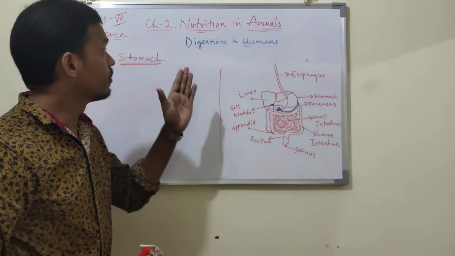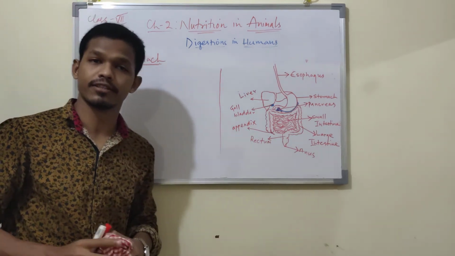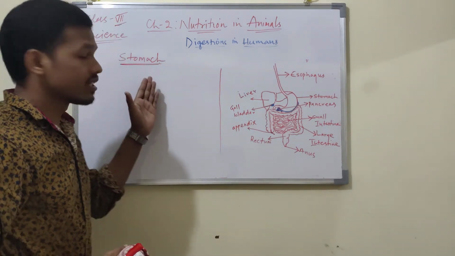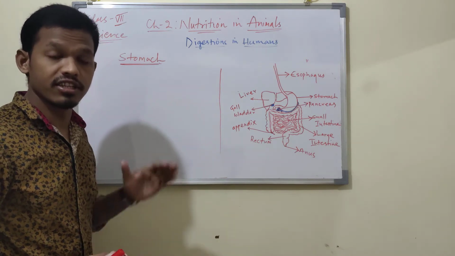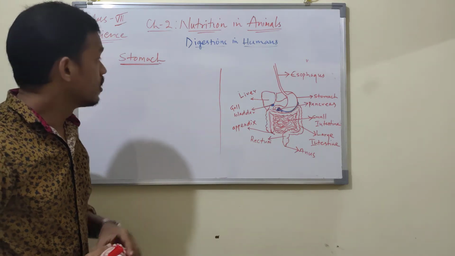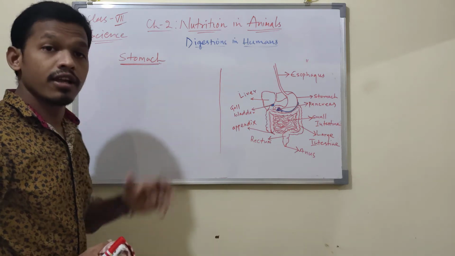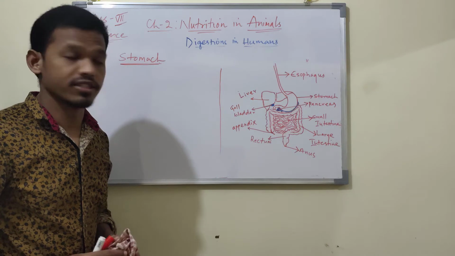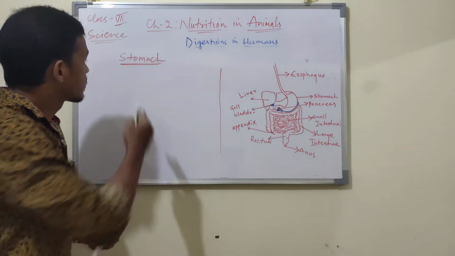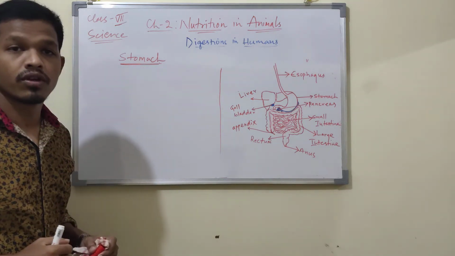So we are dealing with chapter 2, nutrition in animals. Already we have discussed the stomach, which is a part of the digestive organs in humans. This is the digestive system, and the stomach is part of the digestive system in humans. I have already discussed the stomach.